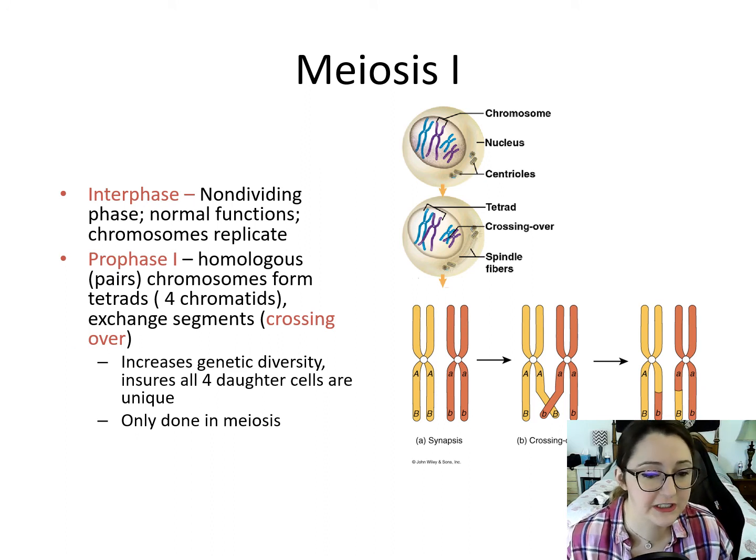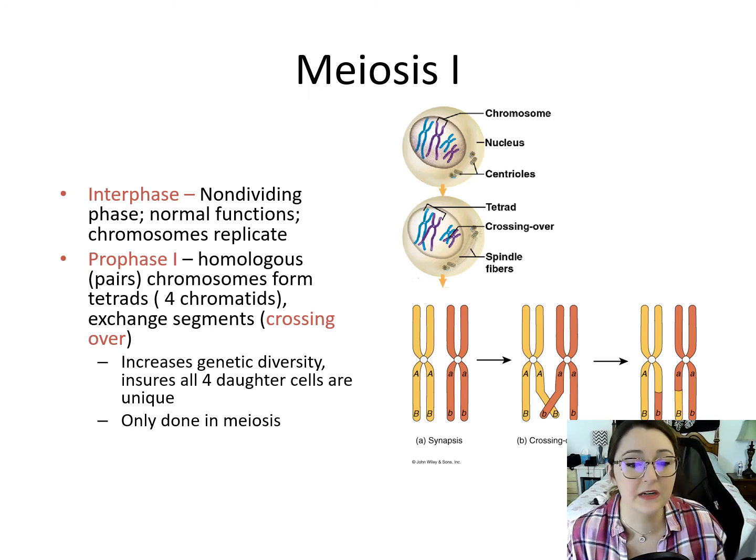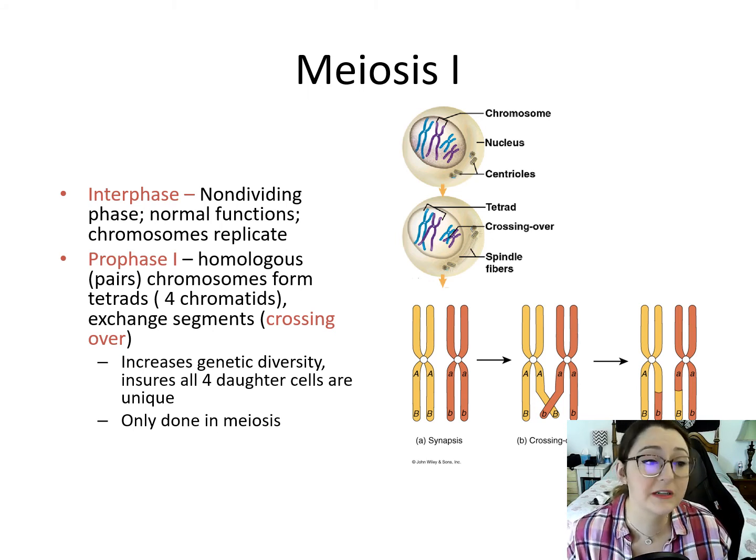I do want you to know these various stages of meiosis. We have interphase, which is the non-dividing phase. That's very important. This is where the cell is just going about doing its normal functions. It's just being a normal cell. Nothing's really happening, except potentially the chromosomes are replicating. So remember, the chromosomes are going to be within the nucleus.